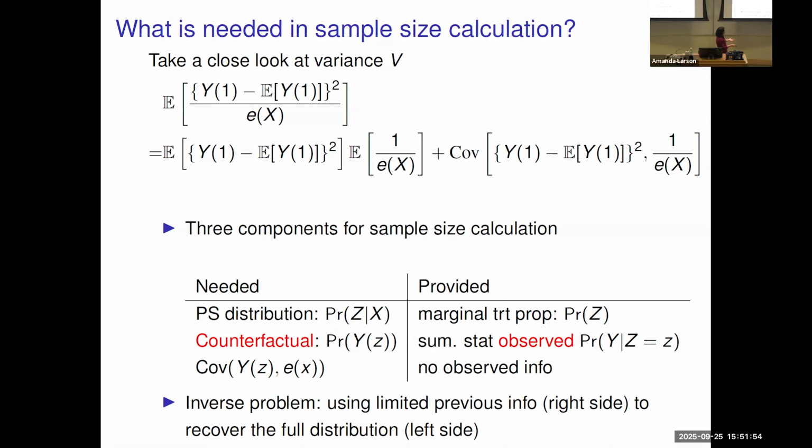And the covariance, you really don't know, because there's no observational study, no really observed information about this. But you can see, this is a problem. How I think of it, this is really an inverse problem. This is the maximum information I might know. This is the information I need to know to do a proper power calculation, not some ad hoc simulation. So what we need to do is use the limited previous information on this side to recover the full distribution on this side under some reasonable assumptions.